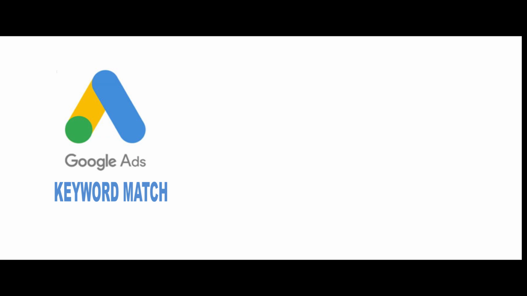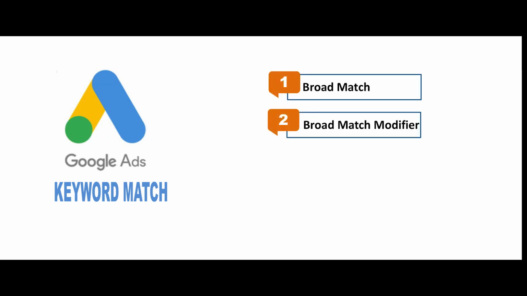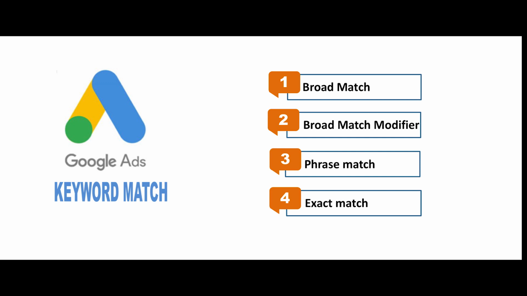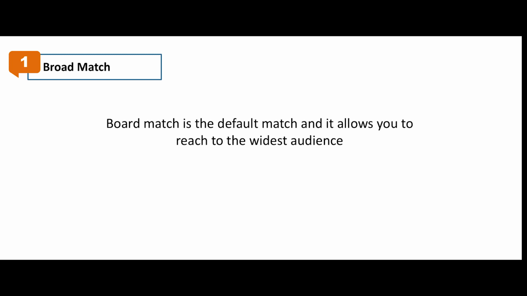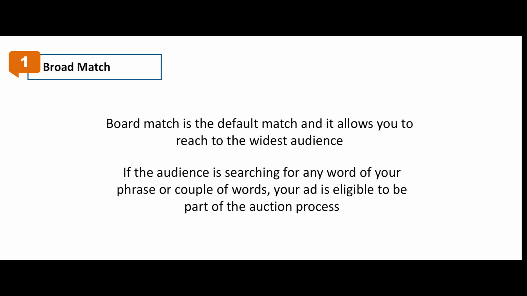Actually, there are 5 types of match, and these are broad match, broad match modifier, phrase match, exact match, and negative match. Let us explain them one by one. Broad match. Broad match is the default match and it allows you to reach the widest audience. It's that simple and broad. If the audience is searching for any word of your phrase or a couple of words, your ad is eligible to be part of the auction process. It also allows misspellings and synonyms to trigger your ad to appear.